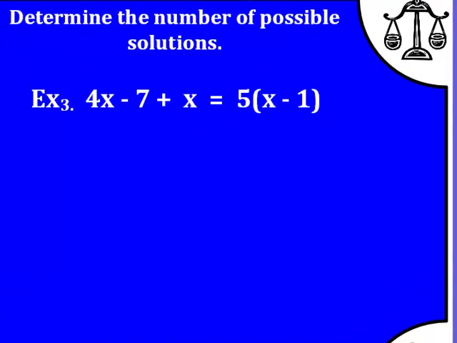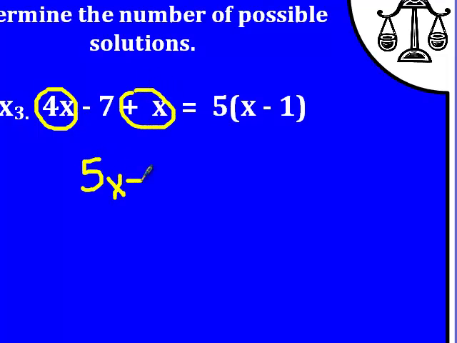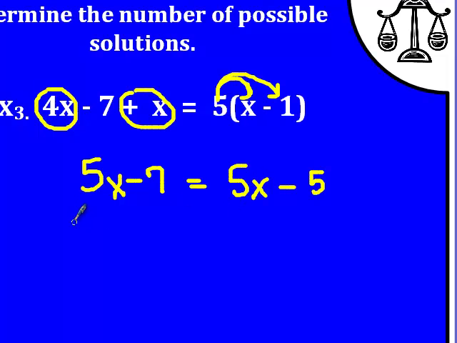Our last example, again, we have several things to do before we actually start solving. On the left side, we are going to combine a 4x and a +1x. That gives me 5x minus 7 equals, we have to distribute, 5 times x is 5x. 5 times -1 is -5. We have variables on the left and on the right. We are going to eliminate the small one. They're both the same. We subtract out 5x.